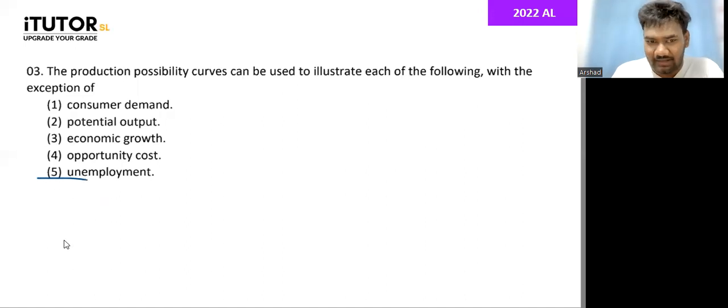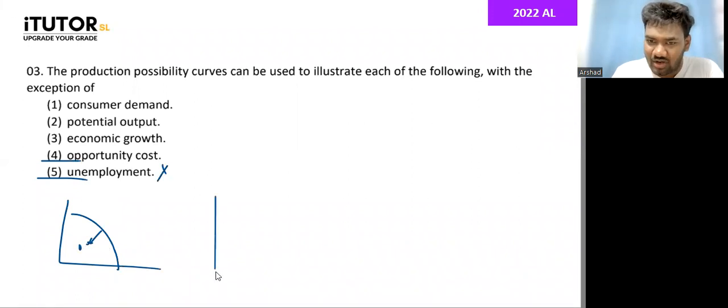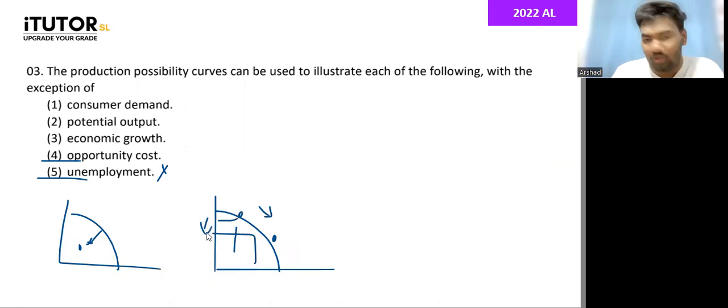Unemployment you can show on a PPC. How? Point inside, right? So this is not the answer. Opportunity cost you can show on a PPC. You can say, you know, currently you are producing at this point, now you are producing here, so you move from A to B, so you have to sacrifice this amount of goods, right? You can show. Economic growth you can show on a PPC. Rightward shift. PPC will shift right.